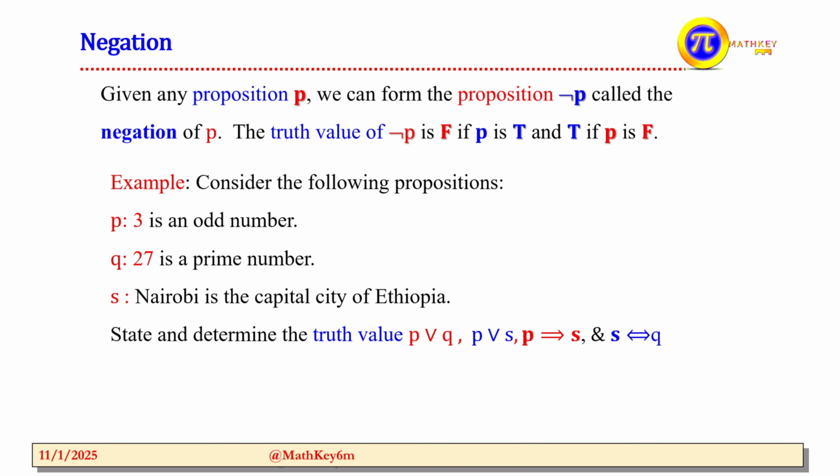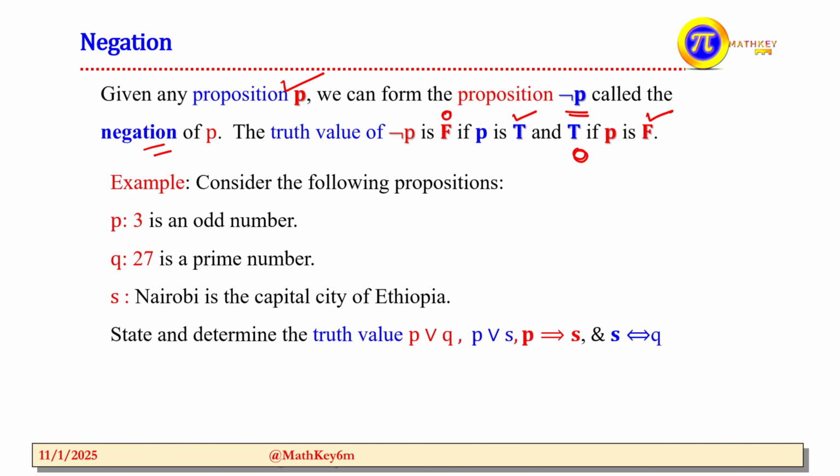The other one we consider is negation. Given any proposition p, or statement p, we can form the proposition that is negation of p, symbolized by this one, called negation of p. The truth value of negation of p is false መቼ ነው negation false የሚሆነው. Not p means when p is true, if it is true, then the result, the truth value, is false. The other one, it is true when the truth value of p is false.